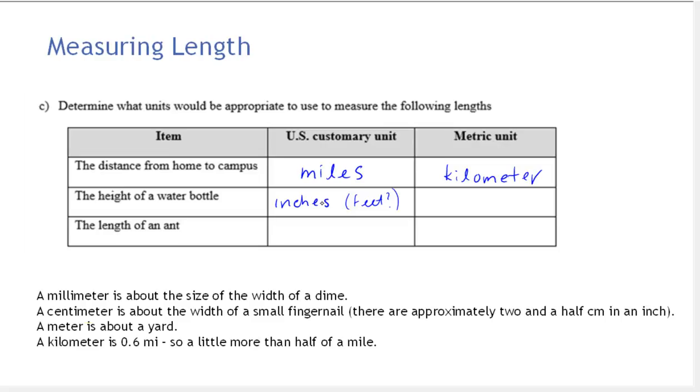So notice down here for metric units, a centimeter is about the width of a small fingernail. There are approximately 2.5 centimeters in an inch. So we usually use centimeters when we use inches. They're somewhat comparable. Centimeters are smaller, so there would be more centimeters than inches, but this is a good estimate. So we will put centimeters.